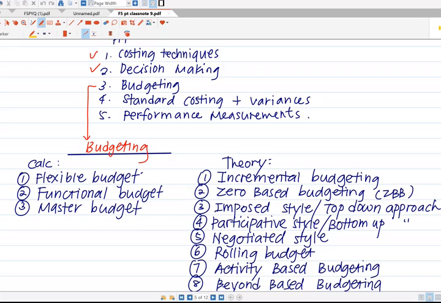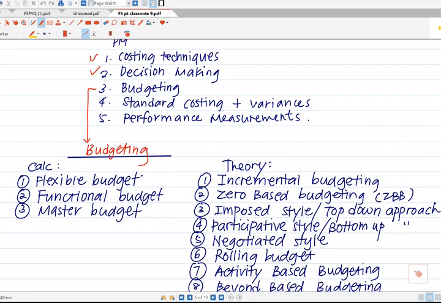Alright, let's continue with our budgeting topic. Let's take a look at this budgeting. So in the previous class we did the flexible budget. So today we have the functional or the master budget.